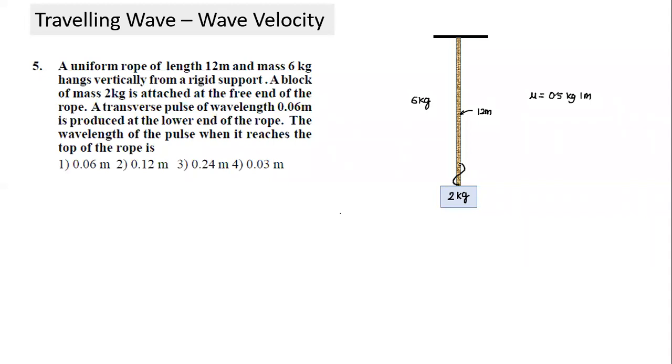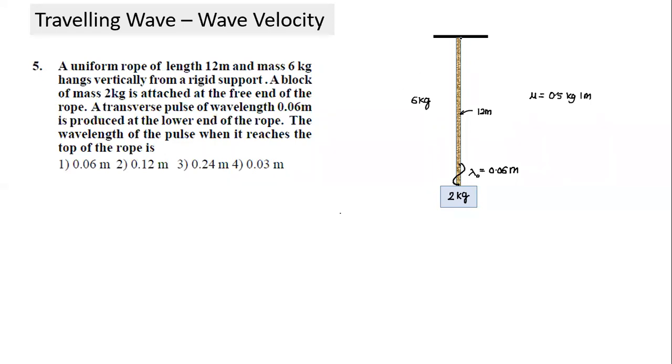When we create a pulse here at the bottom, it has a certain wavelength, lambda naught, and it will travel this way. We create a wavelength equal to 0.06 meter at the lower end of the rope. What is the wavelength of the pulse when it reaches the top of the rope?